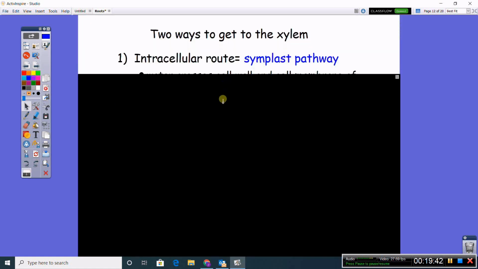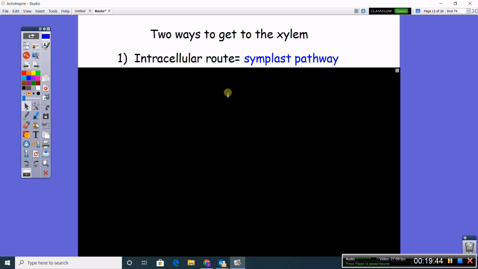So just like I showed you on the last slide, there are basically two pathways. The pathway that I showed you first with that darker blue line was the intracellular route, when it was traveling basically entirely within the cytoplasm or within the plasmodesmata that connect the cytoplasm of adjacent plant cells.